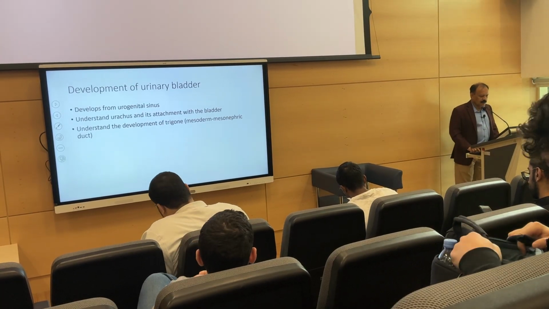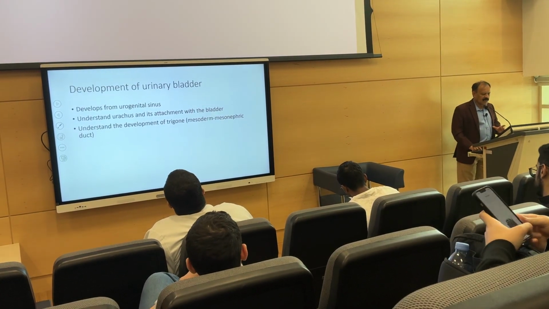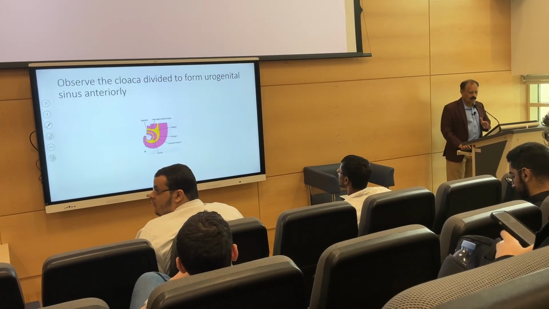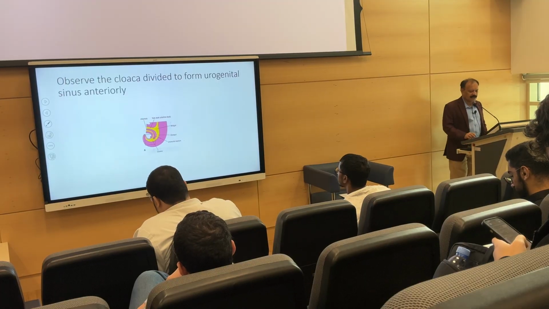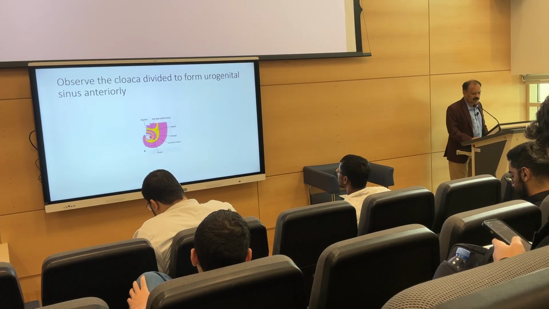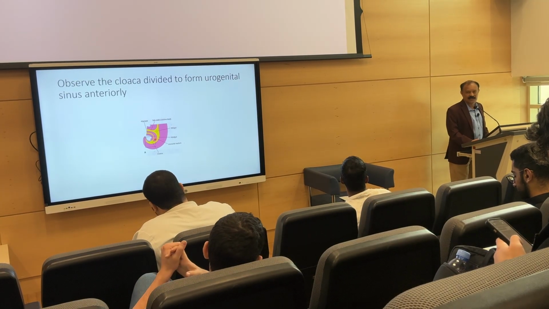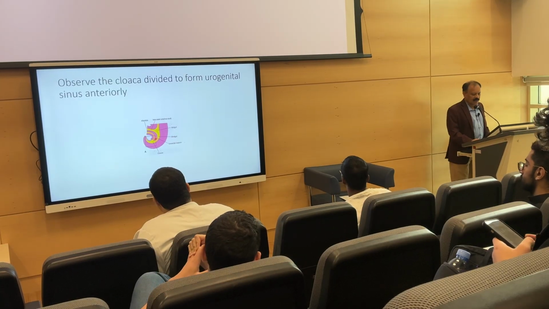The coming up slides are actually the development of the bladder, and I will explain more on this. In the book it is written like this, you can see that I'm not wrong. This is the cloaca, and you see the urorectal septum. Can you see the urorectal septum? One minute please, just look at this diagram.